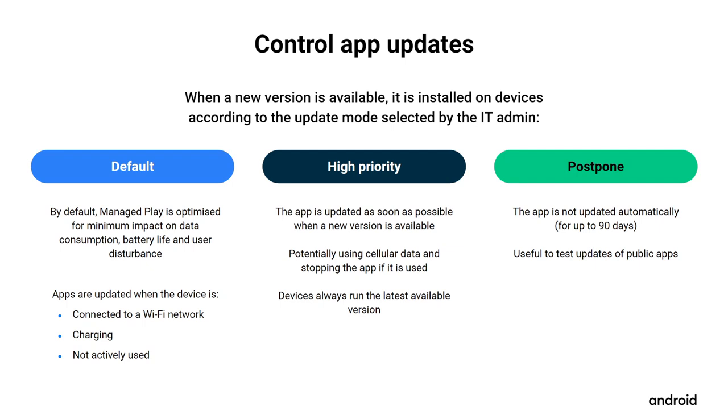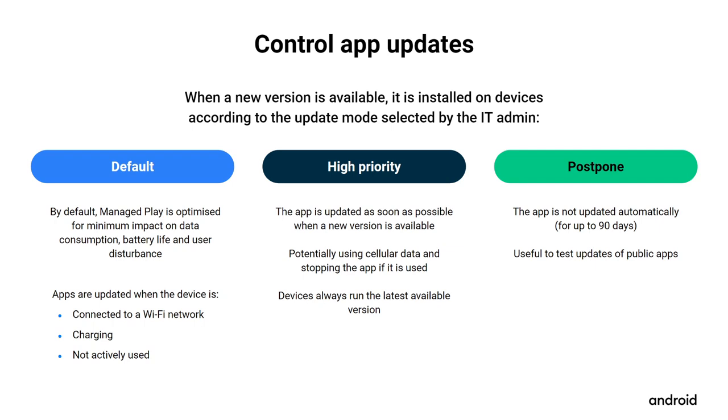The second new mode is the postpone mode. With the postpone mode, the app is not updated automatically. This is useful if you'd like to test the new version of a public app in case the developer has not set up closed tests, or if you'd like to ensure a period of stability across your fleet with no updates for critical apps that your business relies on.